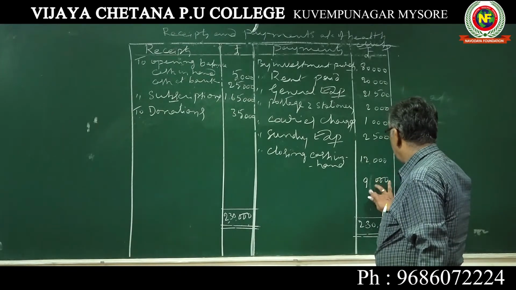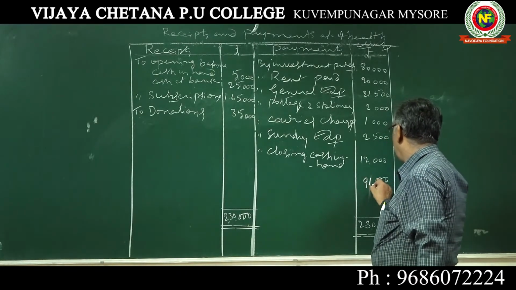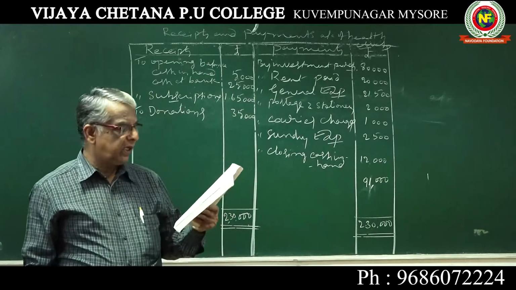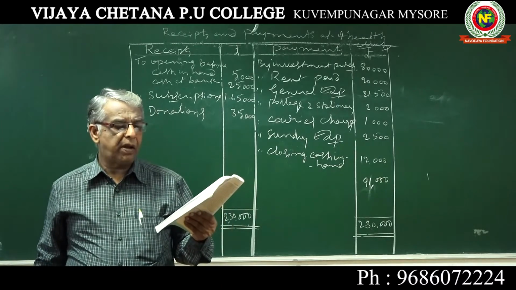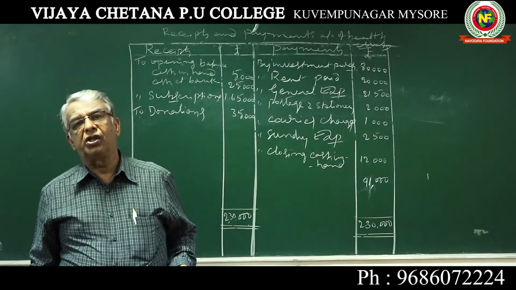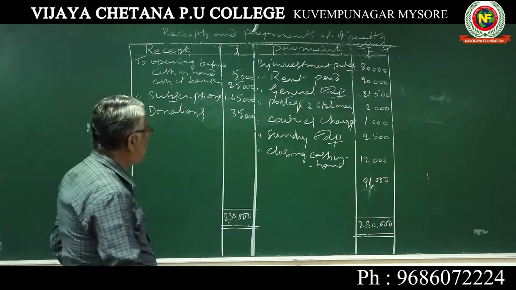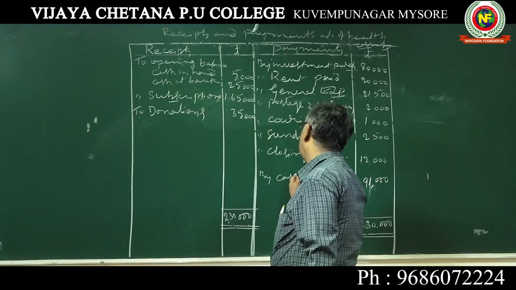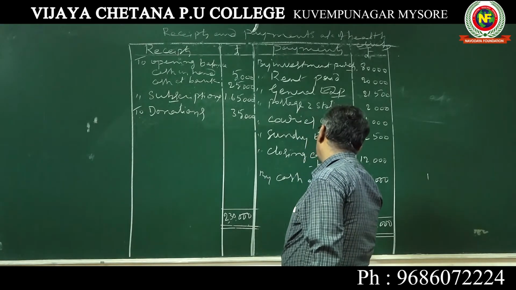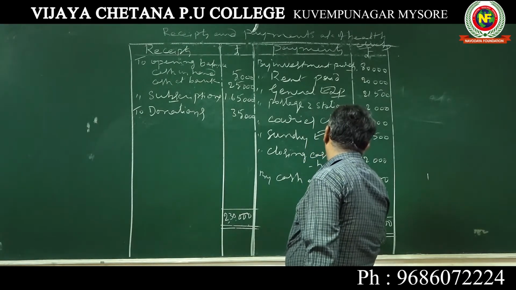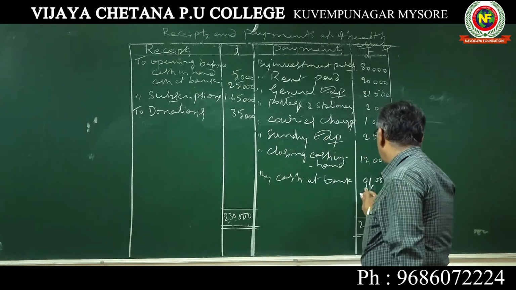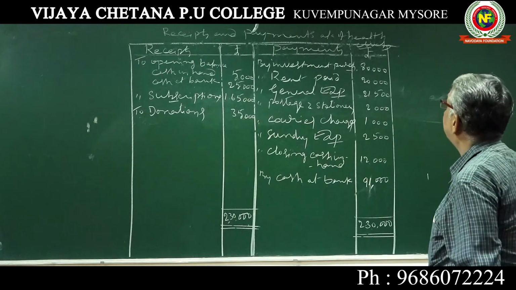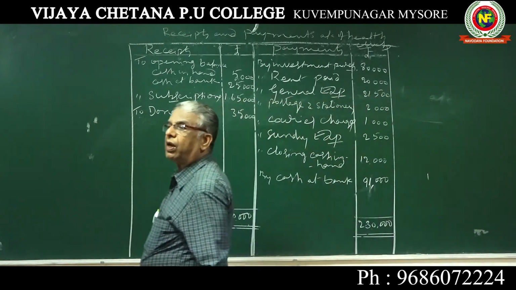So the difference is, as you know, 91,000. This is the closing cash at bank, closing balance. In your textbook, he has given the answer. So we got the cash at bank. The difference represents cash at bank. So this is the closing cash at bank. This is how we have to prepare the receipts and payments account. It is very, very important.